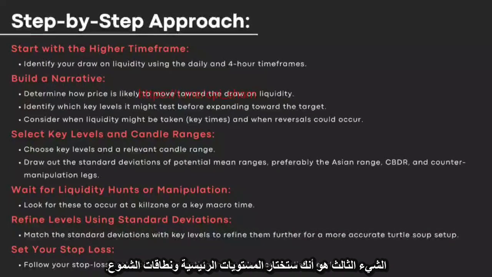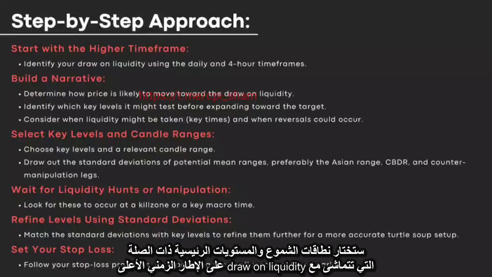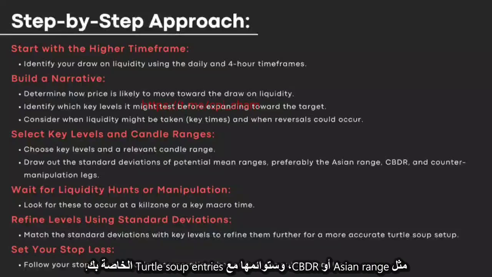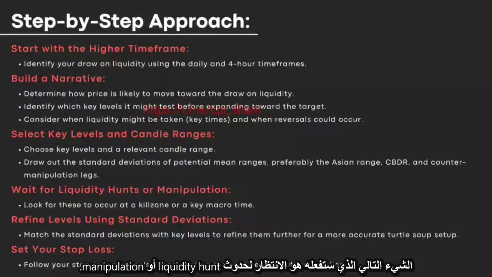And then the third thing is that you're going to select key levels and candle ranges. You're going to select the relevant candle ranges and key levels that align with your higher time frame draw on liquidity and with the narrative that you've built. And you're going to draw out the standard deviations of potential mean ranges, like the Asian range or CBDR, and align them with your turtle soup entries.